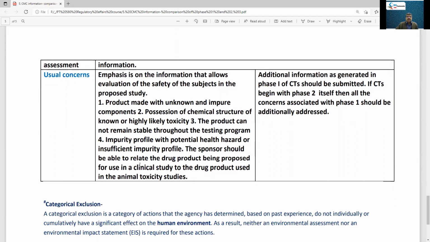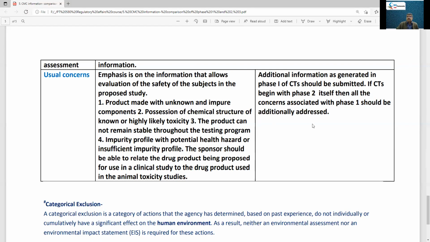The sponsor should be able to relate the drug product being proposed for use in clinical study to the drug product used in the animal toxicity studies. So this is a very important aspect, that the drug product which is going into the human clinical trials should be equivalent to the product which was used for the animal toxicity studies. Otherwise, the data that you got from the animal toxicity and that you are getting in the clinical trials will not be comparable. Hence, it is necessary that these two formulations should be equivalent.